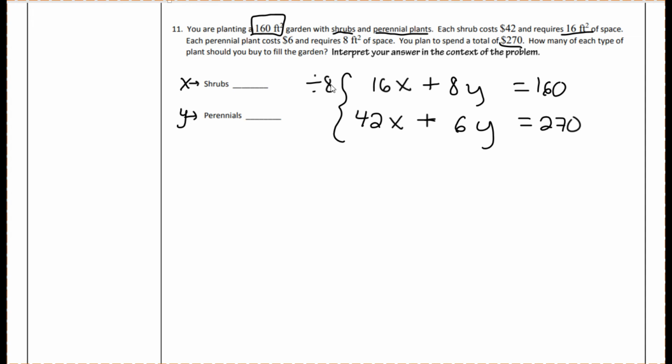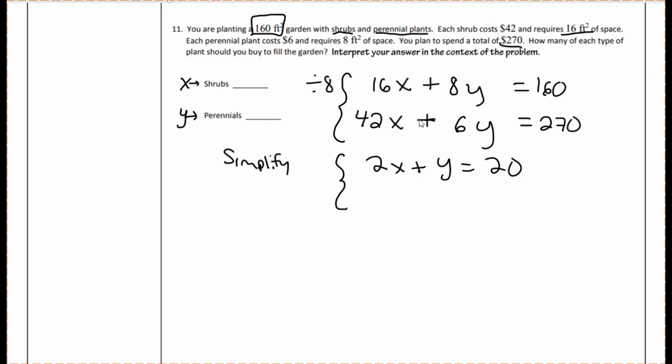Okay, this is not part of any method that I'm choosing to do. This is just simplifying the system. So I'm going to simplify the system a little bit. Now if I do that, I get 2x plus 1y is equal to 20. And that simplifies it so that it's smaller numbers and I can manage that.